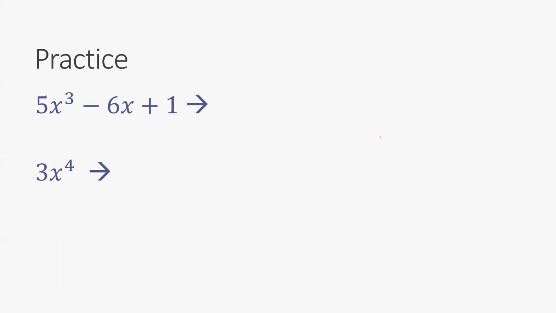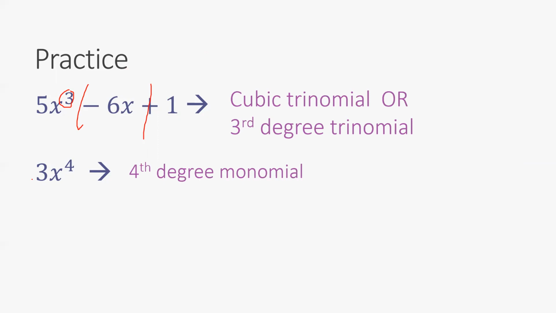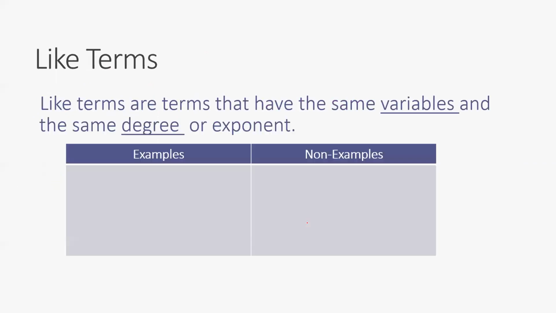All right, welcome back. You've got your answers on your paper, and we're just going to answer them really quickly. This first one, I have an exponent of 3. So that tells me it's a cubic or third degree, and you'll see either term on your checks. And then I can see I have 3 terms. So this one is going to be a cubic trinomial or third degree trinomial. This next one, we have an exponent of 4, so it's a fourth degree, and there's only one term, so monomial, fourth degree monomial.